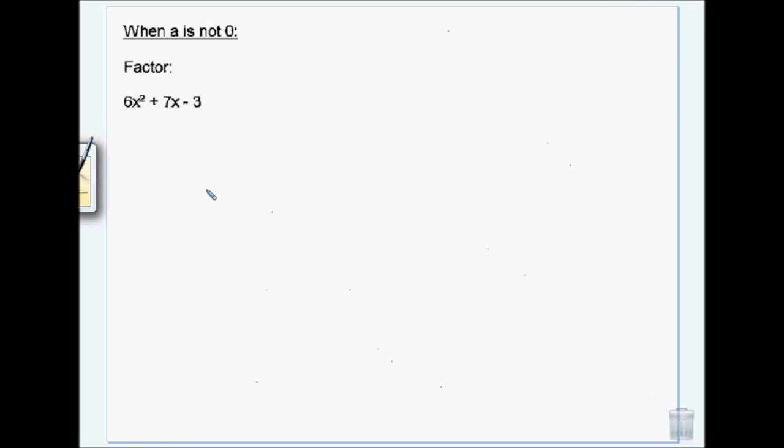Those all work really, really well when there's nothing on the x squared, right? But then I throw this 6 in here and it makes it confusing. All right, so what you want to do is first, I don't need to write first, I wrote 1.